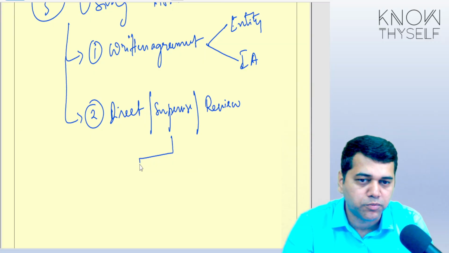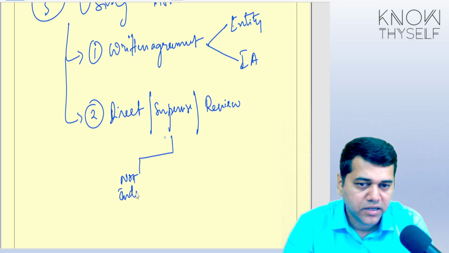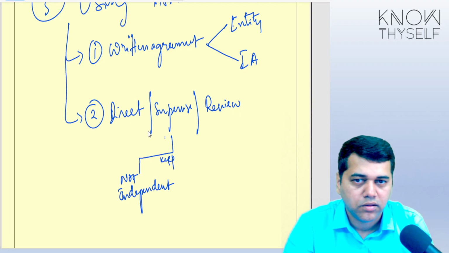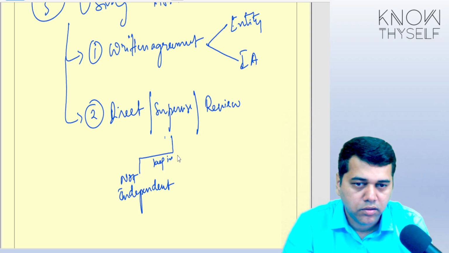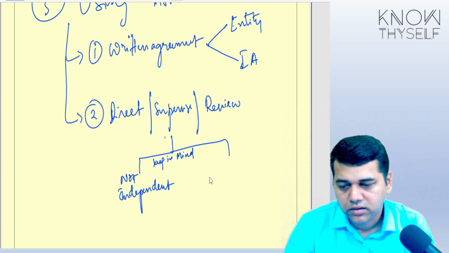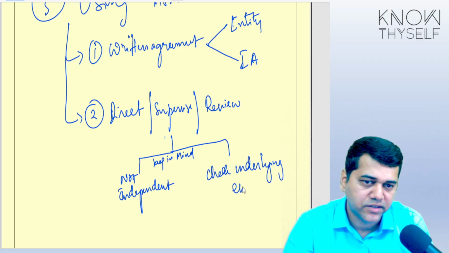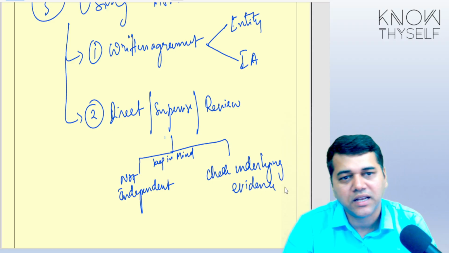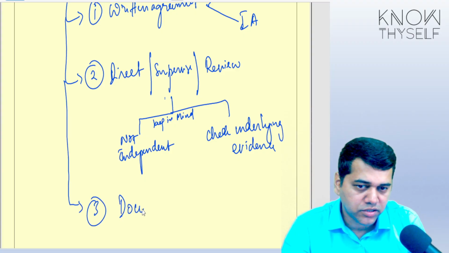So keep in mind during this process that they are not independent. And second thing, check underlying evidence. Review means you have to check the underlying evidence also, what they have done. And the third thing, you have to do the documentation.